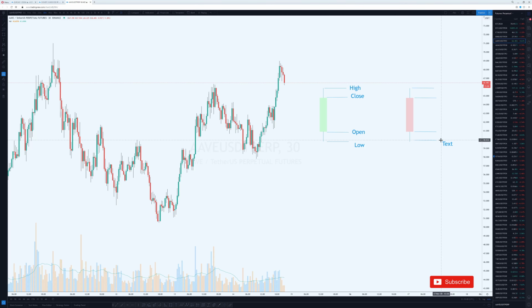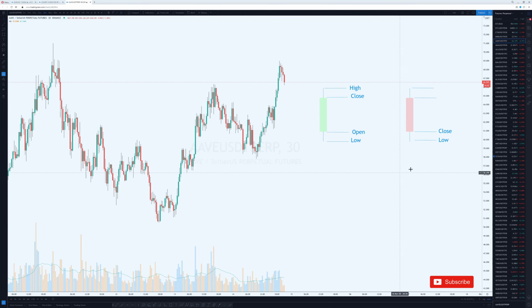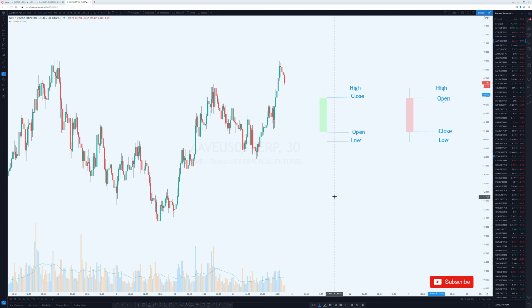So this will be the low, as it is here. This will be the close. This will be the high. And this will be the open price. Okay, so what does this candle represent? This is an up candle, a positive candle, while this is a red candle, a negative candle. So what do they represent?